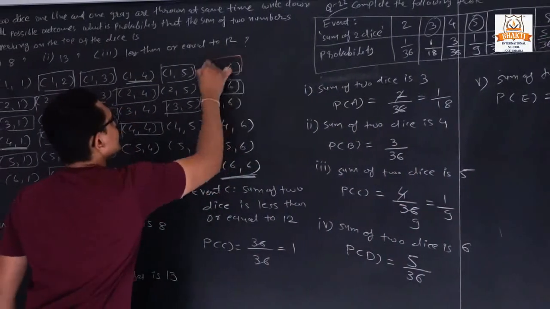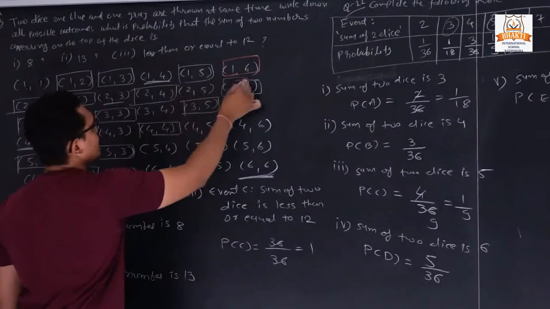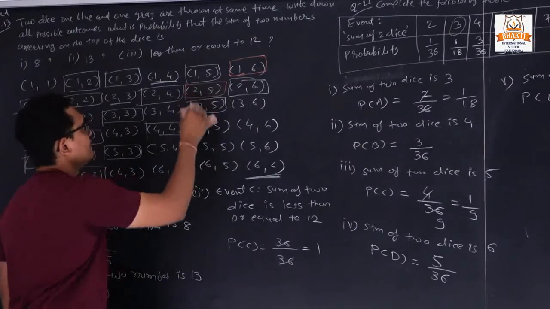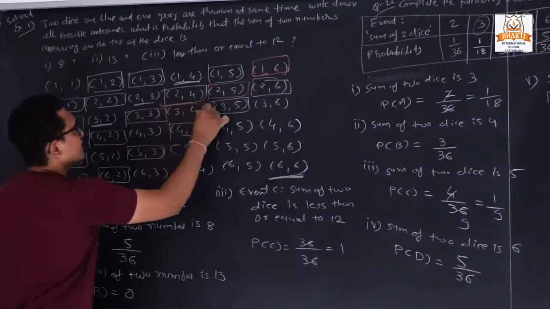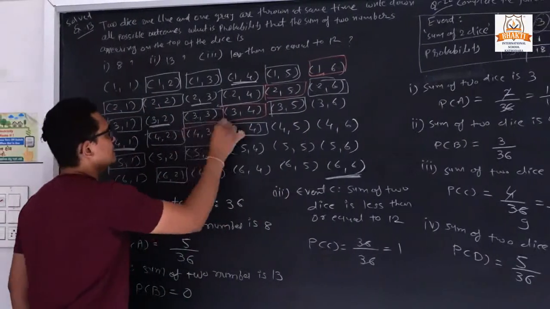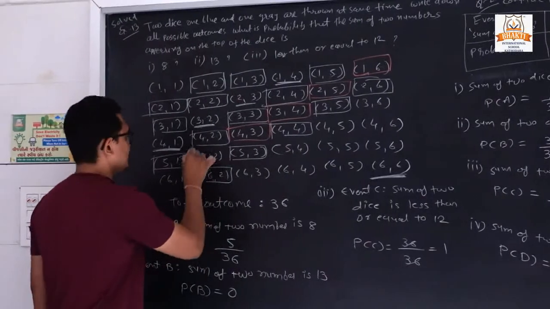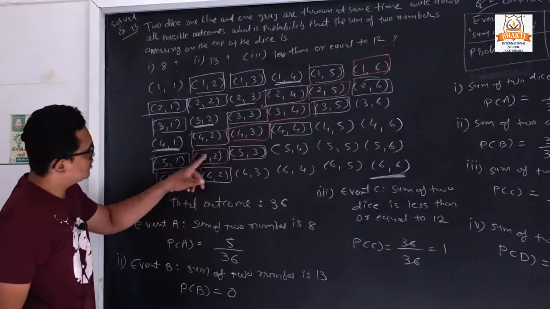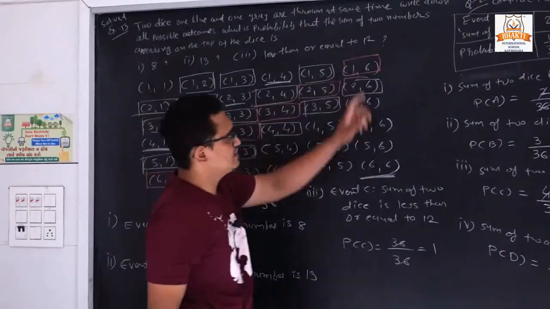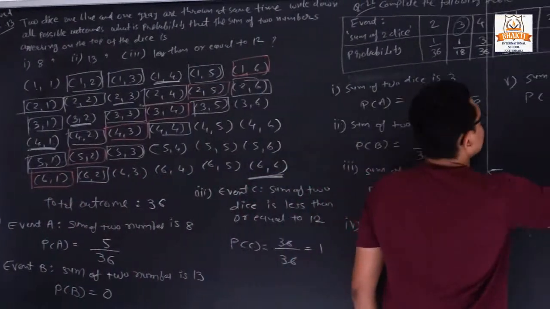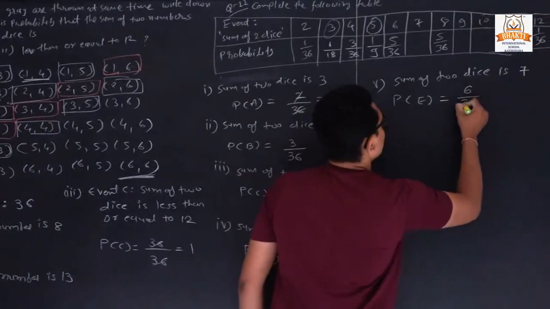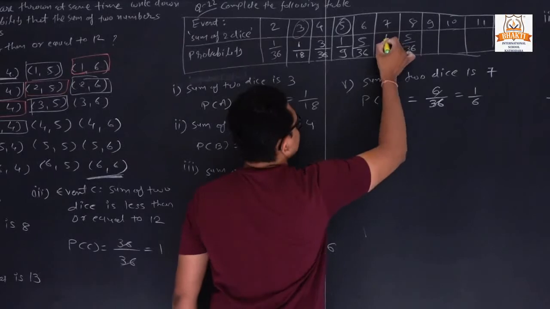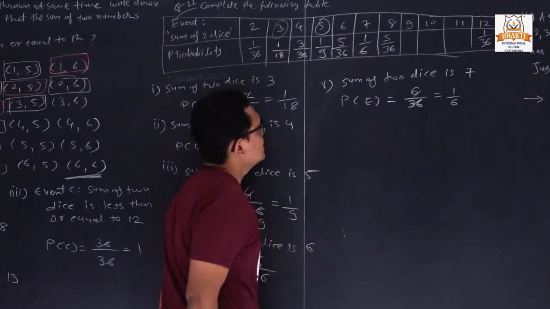5 plus 1 is 6, 2 plus 5 is 7, then 5 plus 2 is once again 7, 3 plus 4 is once again 7, 4 plus 3 is 7, 5 plus 2 is 7, and 6 plus 1 is 7. So we count 1, 2, 3, 4, 5 and 6. So the answer is 6 upon 36. So 6 ones are 6 sixes. So once again we can get 1 by 6.